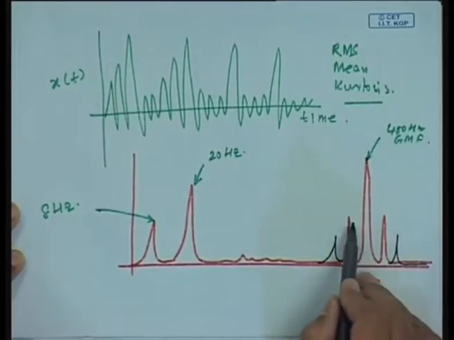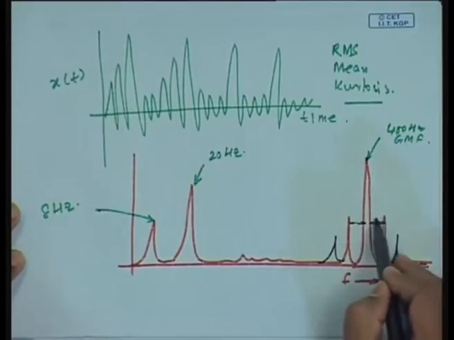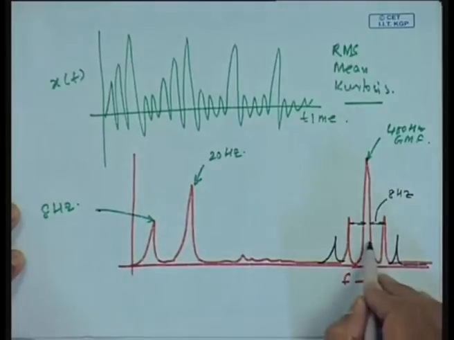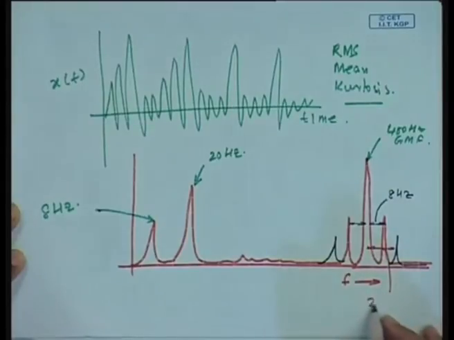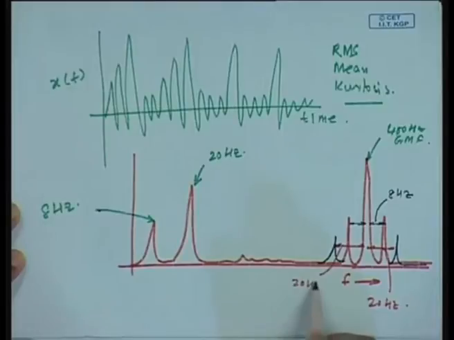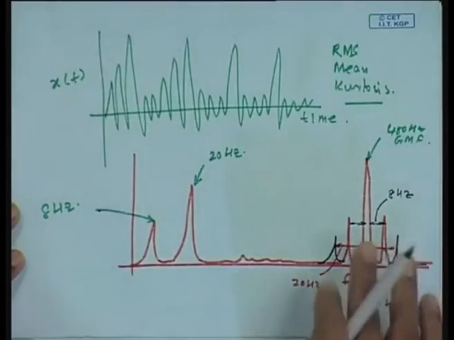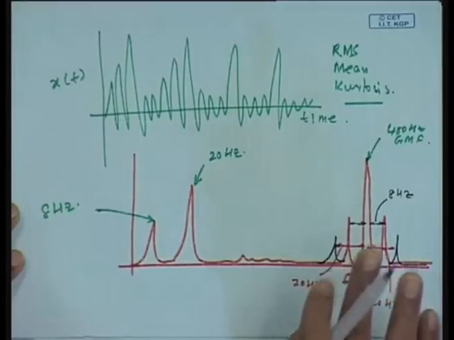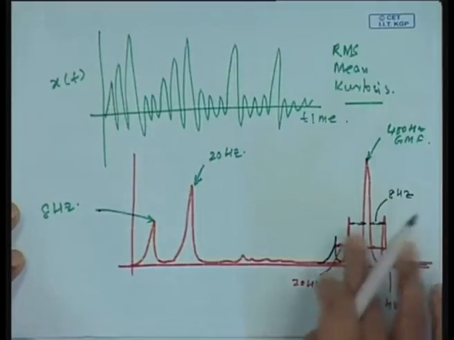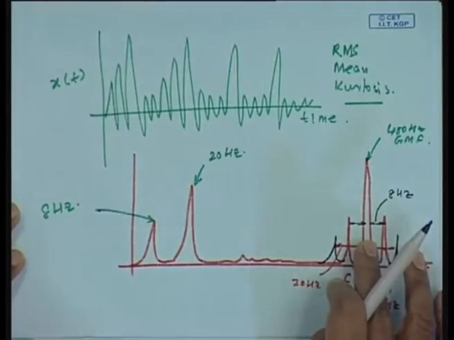Okay. This spacing in one case will be 8 hertz, in another case it will be 20 hertz. Why has this occurred? Because modulation is there. Because of modulation, side bands have occurred. So, I have got a group of side bands. Okay.